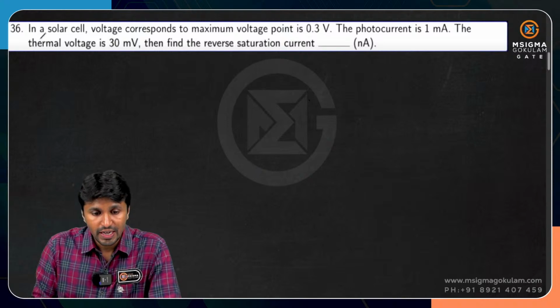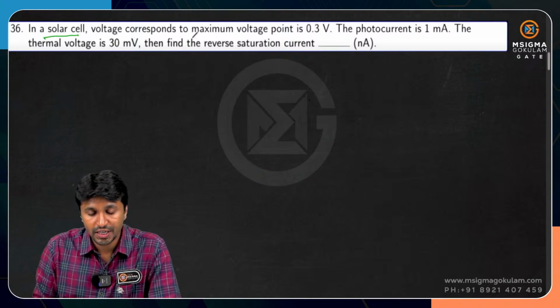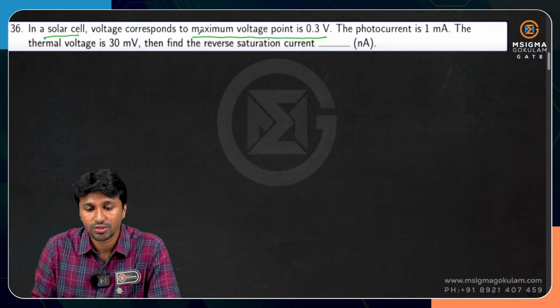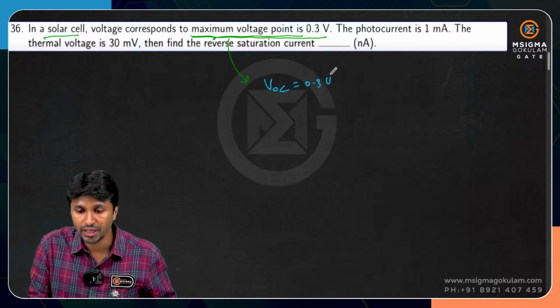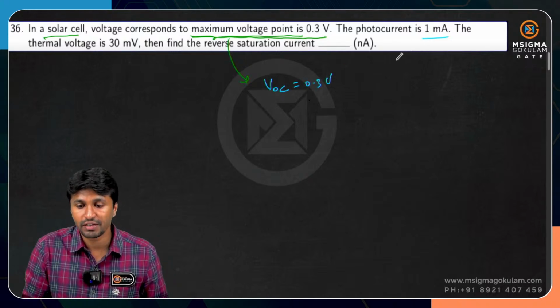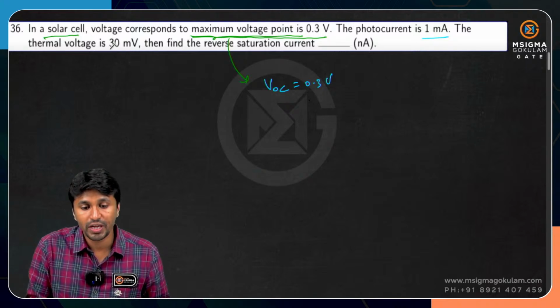Look at this one. In a solar cell, voltage corresponding to the maximum voltage point. Already he has given the hint, maximum voltage point is nothing but the open circuit voltage, right? Open circuit voltage is 0.3 volt, and photocurrent is given as 1 milliampere, thermal voltage is 30 millivolts. Find the reverse saturation current.